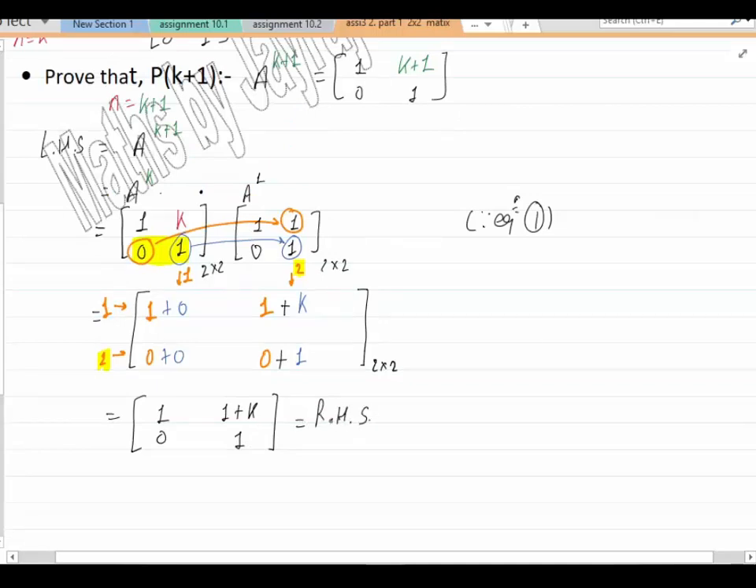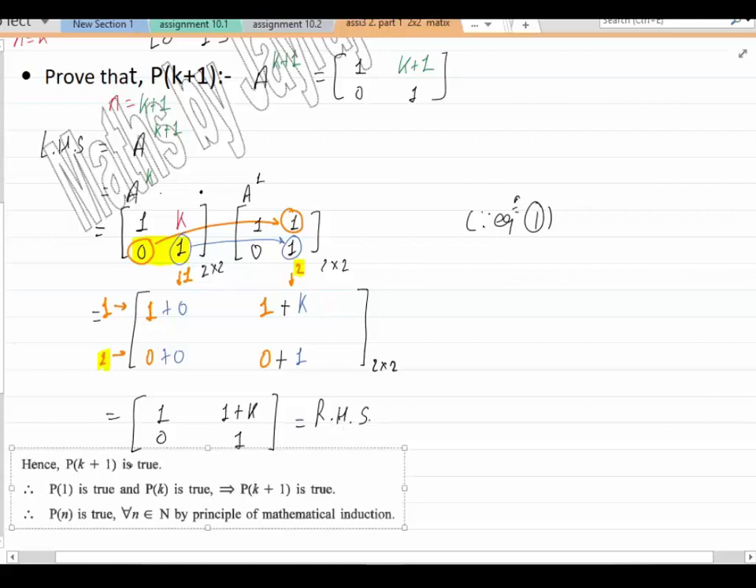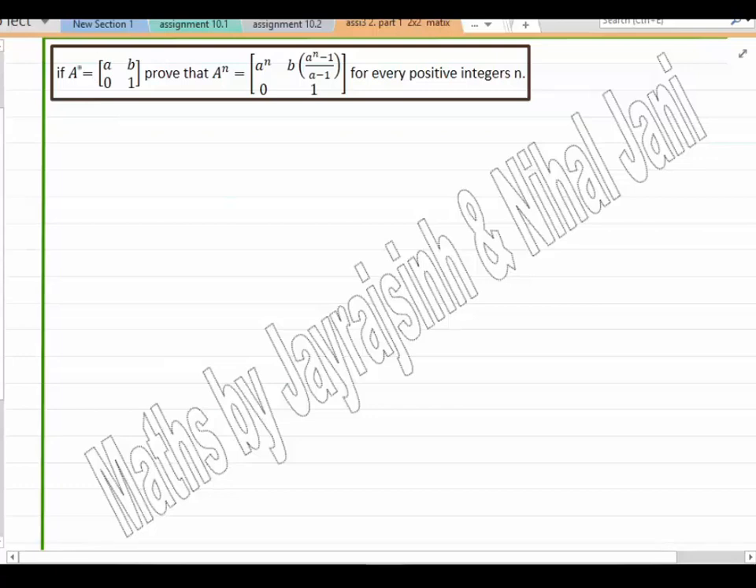So here we can say P of k is true. Okay, so P of 1 we already made true. P of k is true, therefore P of k plus 1 is also true. Therefore P of n is true for all n belonging to capital N by PMI. So P of n, which is a raised to n equals the matrix 1, n, 0, 1, is true, hence proved. Ta-da!